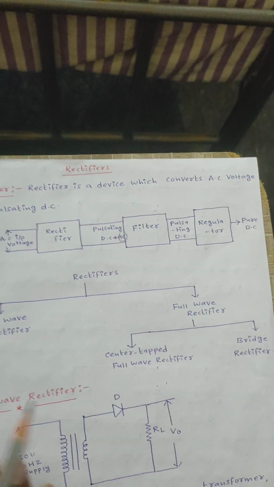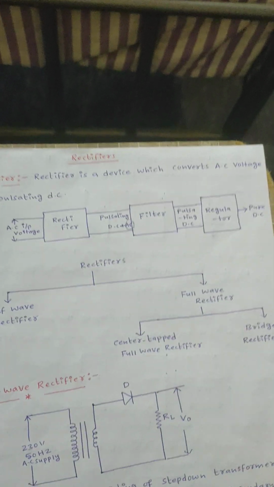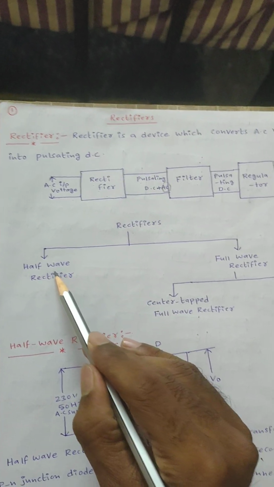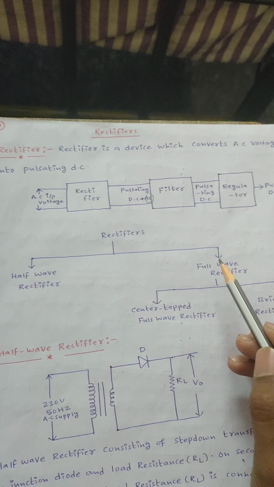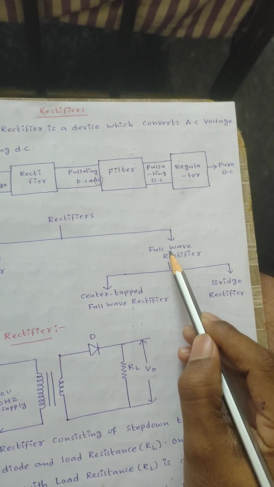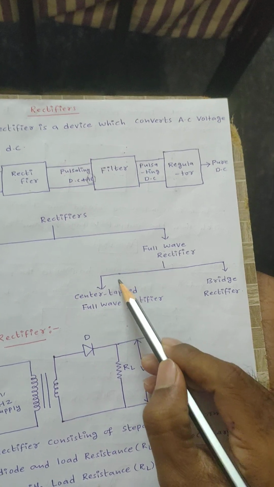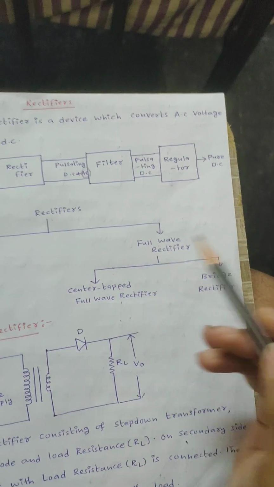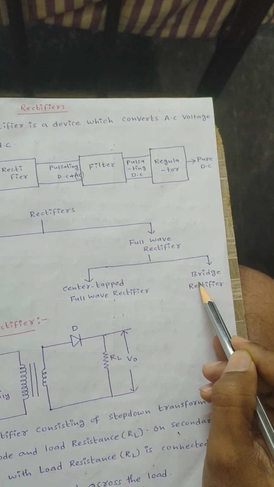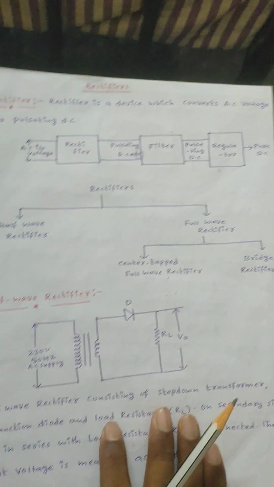Based upon the applications, rectifiers are classified into two types: one is the half wave rectifier, and the second is the full wave rectifier. Full wave rectifiers are again classified into two types: the first is the center tapped rectifier, and the second is the bridge rectifier. Now we will discuss the half wave rectifier.